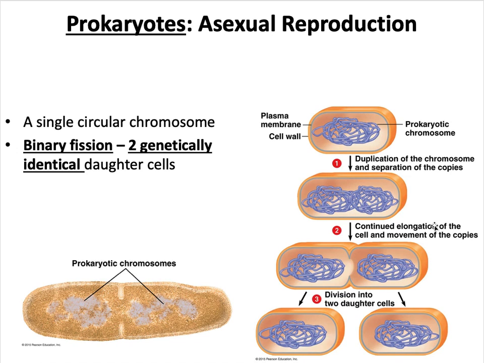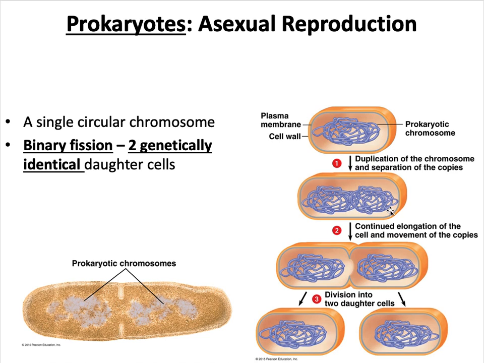Let's talk about how bacteria or prokaryotes replicate. They undergo asexual reproduction. They undergo what's called binary fission, which just means that it's splitting in two. So what happens is that here we have a bacterium, and for reproduction to occur, the DNA, which is just a single circular chromosome, has to replicate or duplicate.